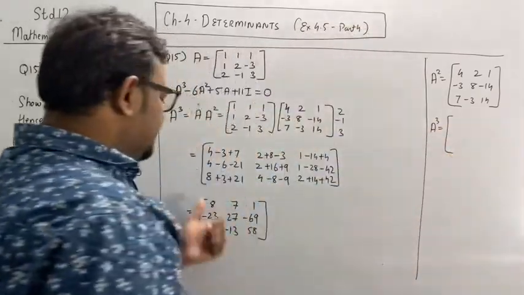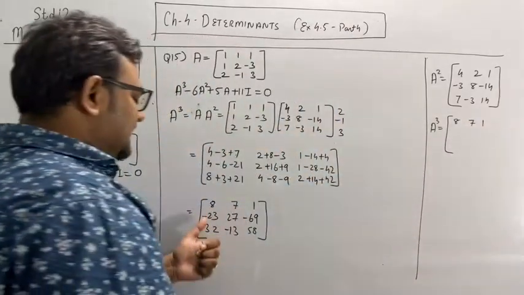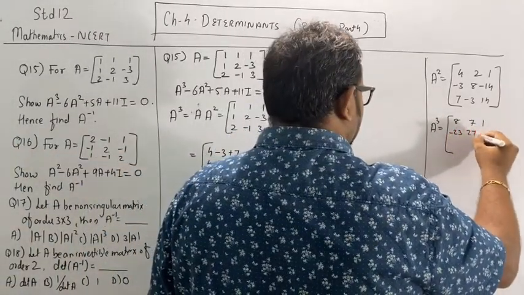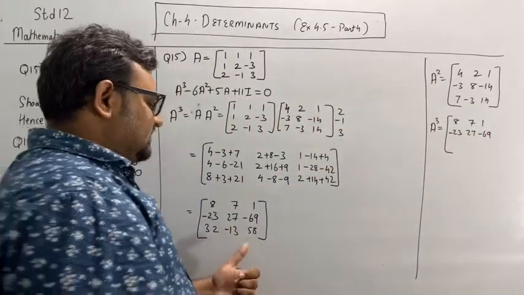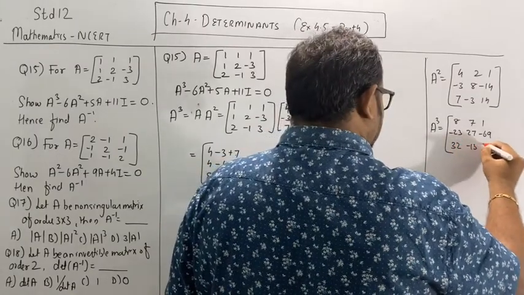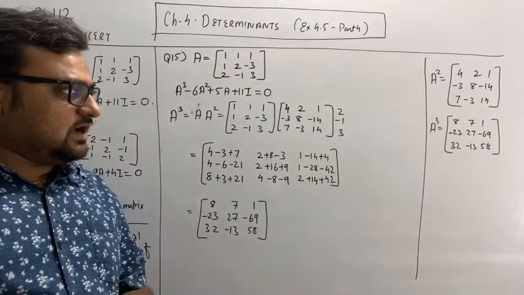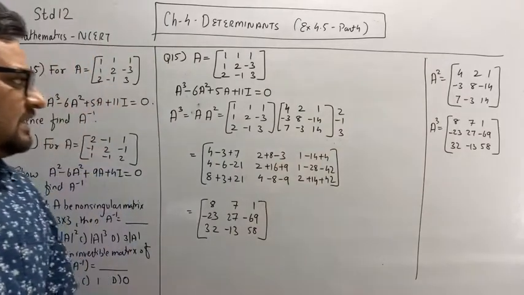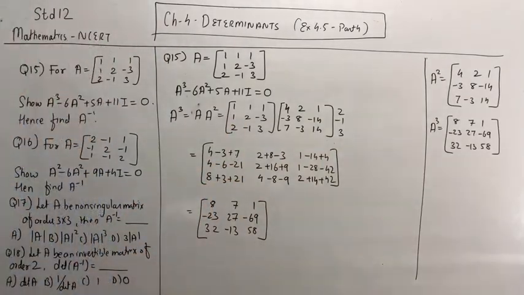Value of A cube: 8, 7, 1, minus 23, 27, minus 69, 32, minus 13, 58. Okay, so I have noted down here the value of A cube, that we will be using, both values. So at present, just note down A cube. Okay, so note it down.